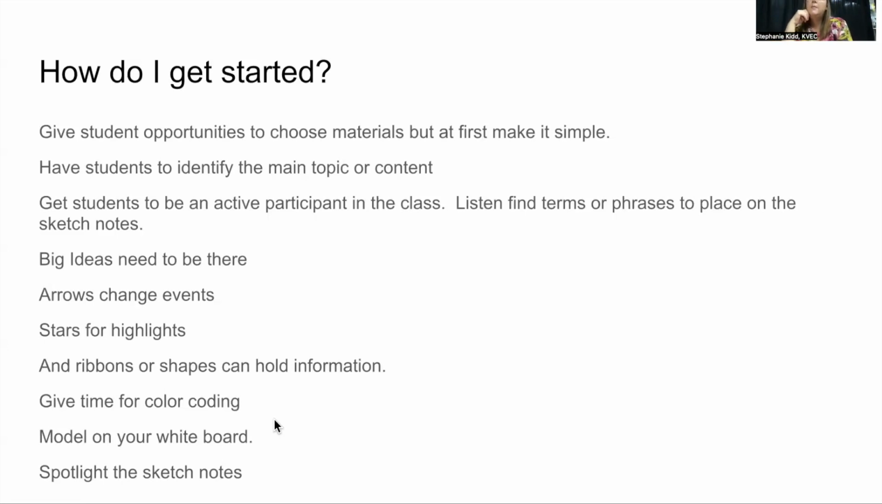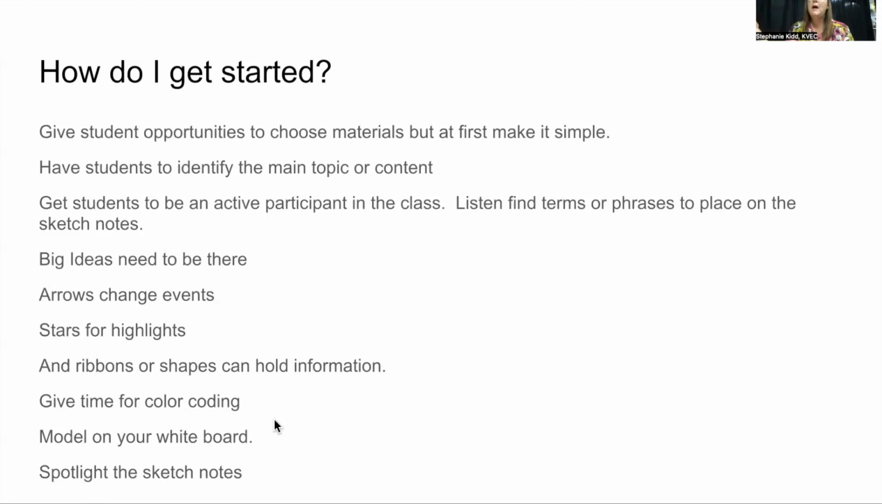Give them time to color code it, right? Give them time to either highlight or shade in or color over some information that they feel is very important, or a specific color stands out for that. Model on your board, making sure you're modeling on your whiteboard different ways to do this and how you could highlight and how you can make things stand out.